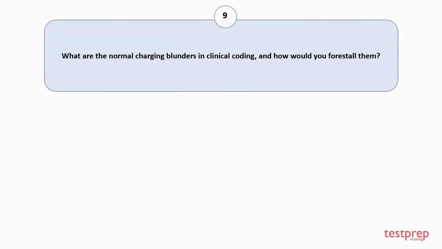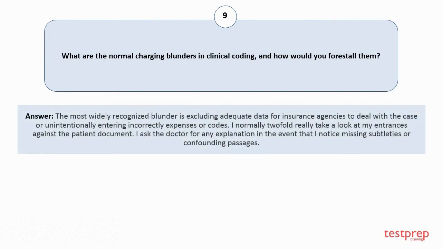Question number 9, what are the normal charging blunders in clinical coding, and how would you forestall them? Your answer is: the most widely recognized blunder is excluding adequate data for insurance agencies to deal with the case, or unintentionally entering incorrectly expenses or codes. I normally twofold really take a look at my entrances against the patient document. I ask the doctor for any explanation in the event that I notice missing subtleties or confounding passages.